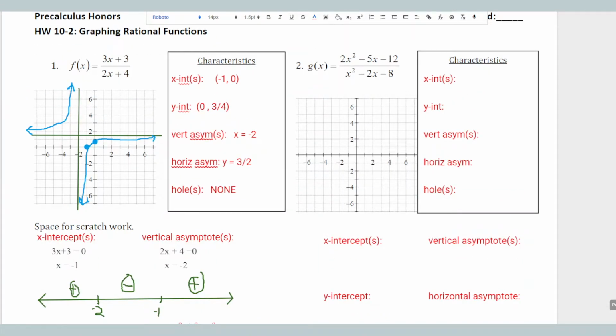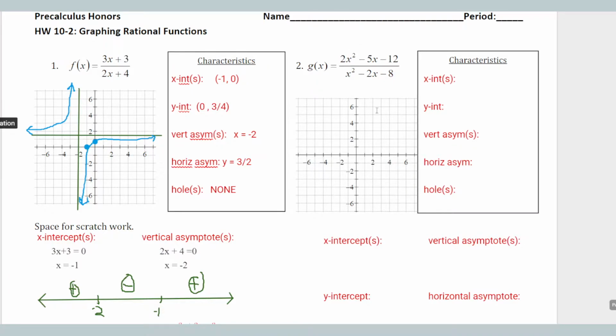All right, for number 2, we do have to do a little bit of work up front. On number 1, we didn't have to factor because these are just linear binomials. I guess we could have factored out a 3 in the numerator and a 2 in the denominator, but that didn't really change anything as far as how we would work it out. For number 2, though, let's go ahead and factor these.